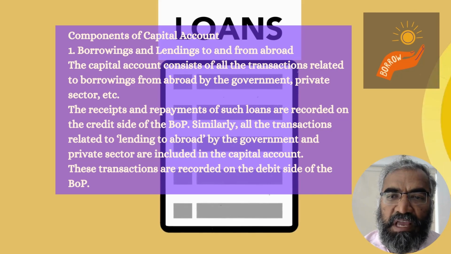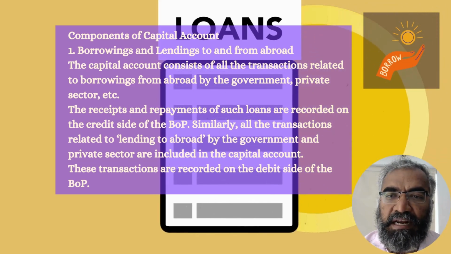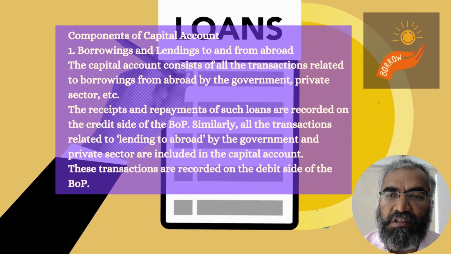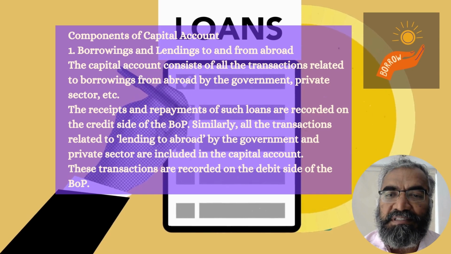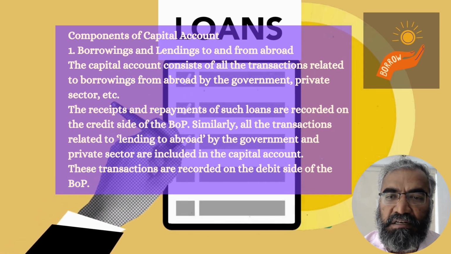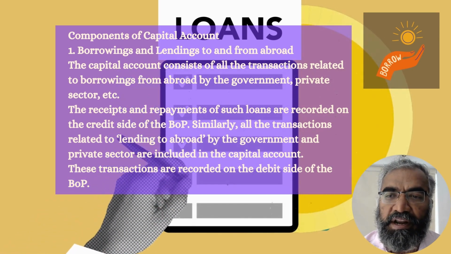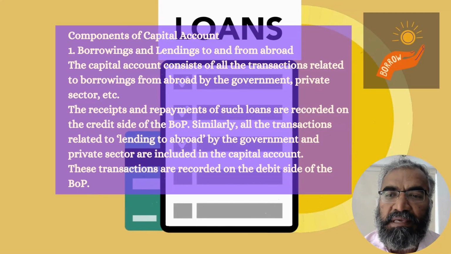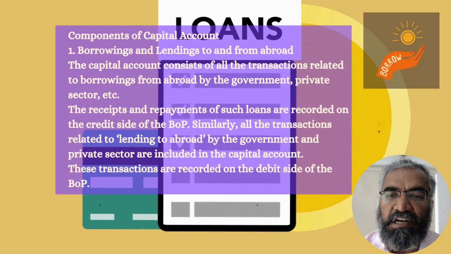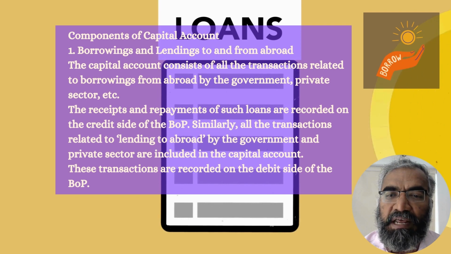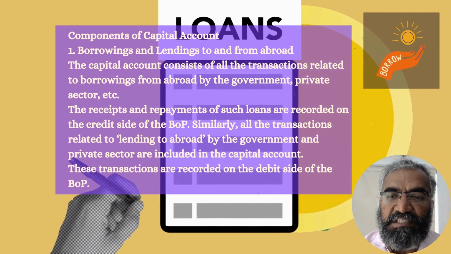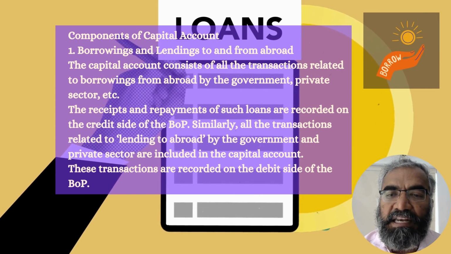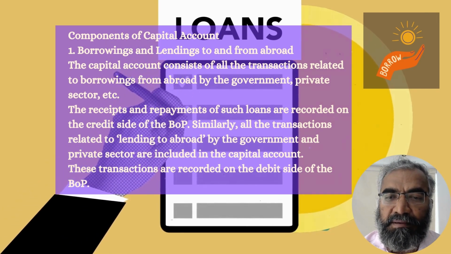Components of capital account. First, borrowings and lendings to and from abroad. The capital account consists of all the transactions related to borrowings from abroad by the government, private sector, etc. The receipts and repayments of such loans are recorded on the credit side of BOP. Similarly, all the transactions related to lending to abroad by the government and private sector are included in the capital account. These transactions are recorded on the debit side of BOP.